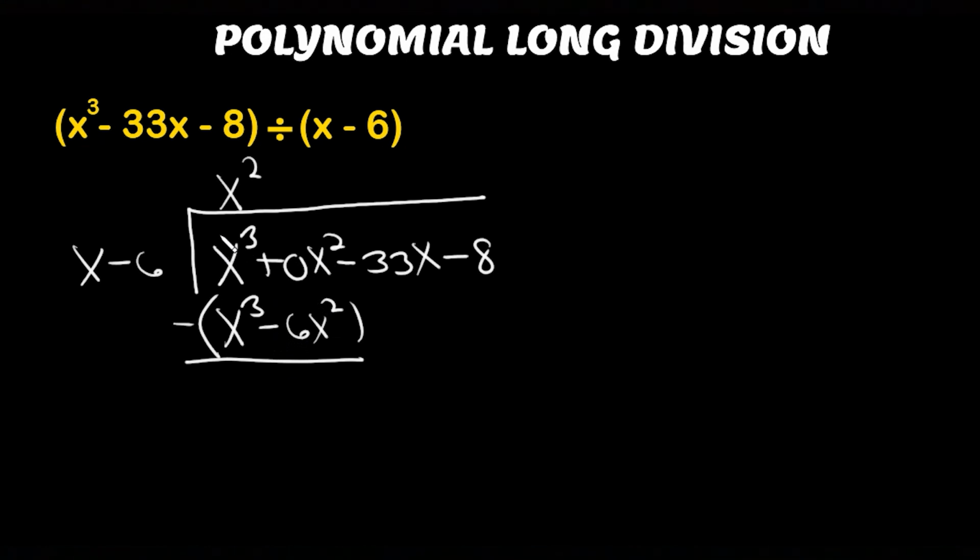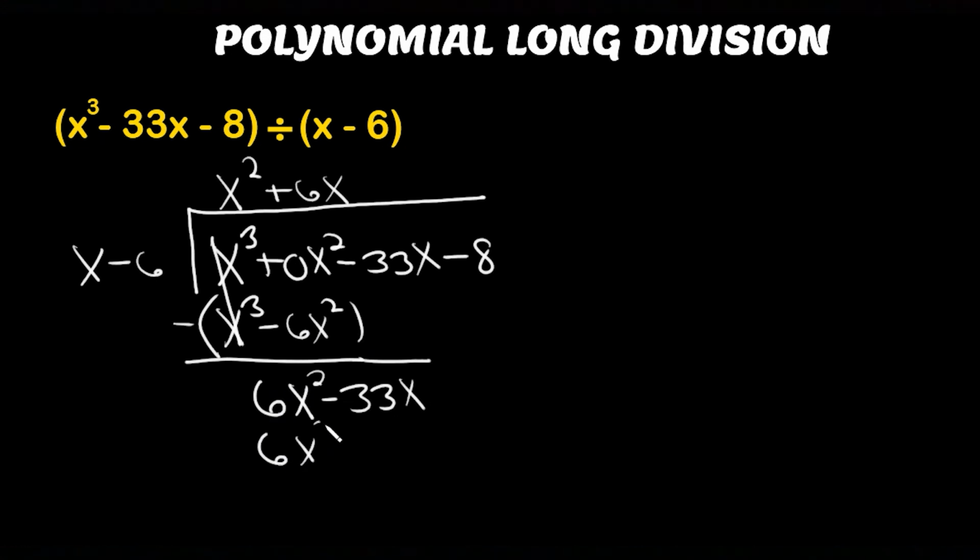And so just doing the operation, this will cancel. The two negatives make a positive here. I'm left with 0x squared plus 6x squared. That will give me 6x squared. And then we bring down our minus 33x. And we do the same thing. Okay? So we have to match that 6x squared. I'm going to multiply by a positive 6x, right? So plus 6x. Remember, you want to match the sign as well. So it's positive. So 6x squared. And then I get minus 36x.